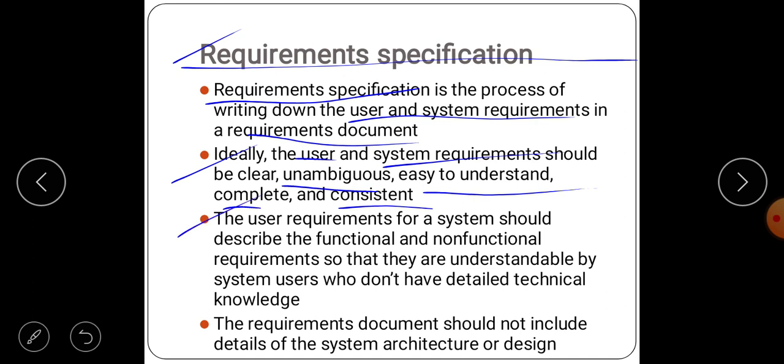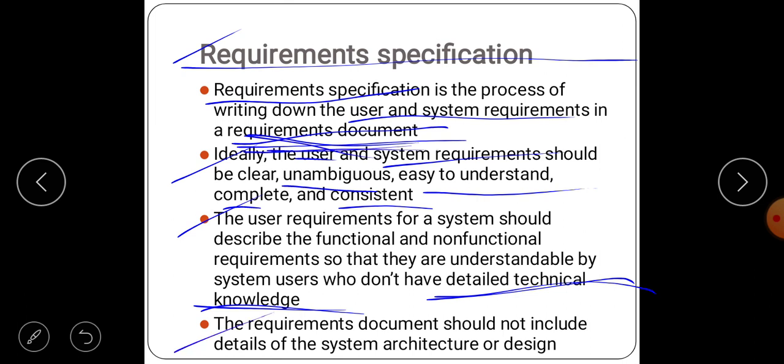Next, user requirements for a system should describe the functional and non-functional requirements so that they are understandable by system users who do not have detailed technical knowledge. Means whatever you write in the requirement document should be easily understood by someone who does not have technical knowledge.